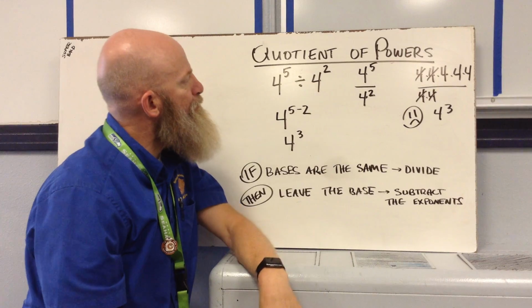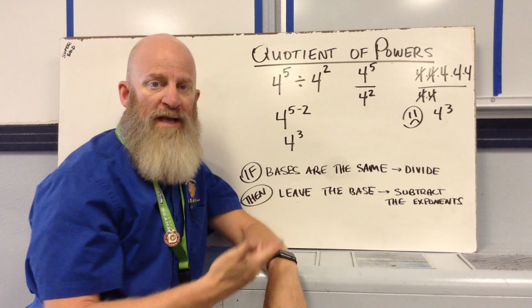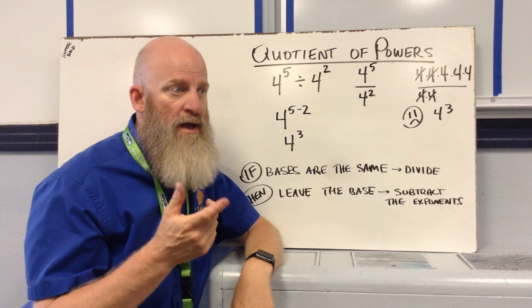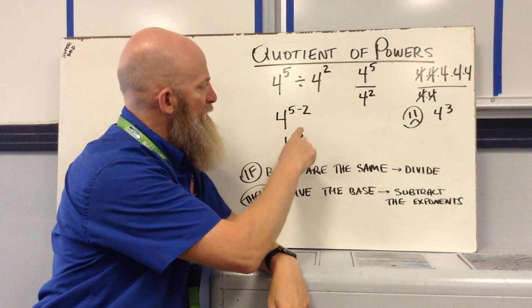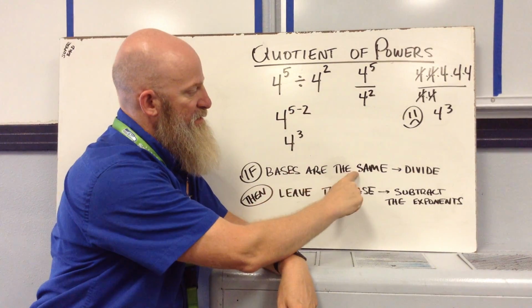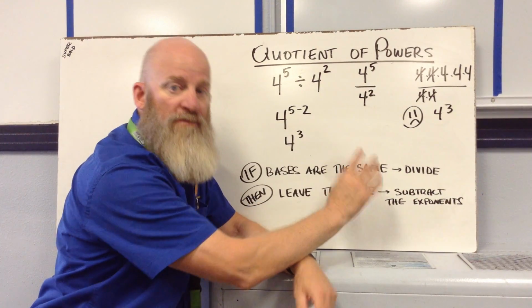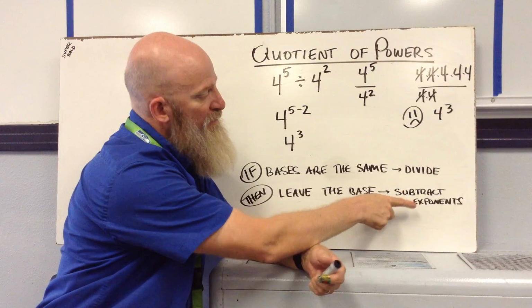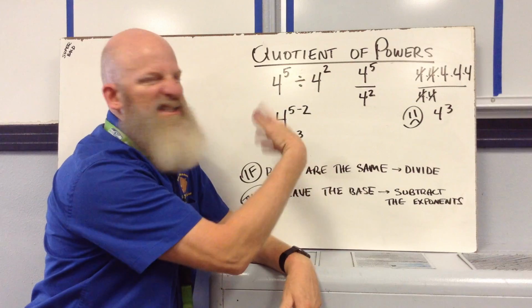Rule number 2. Quotient of powers. If when you're dealing with multiplication, you added the exponents, well, this would make sense then that if you're dividing and the bases are the same and you're dividing, you're going to leave the base the same, just like you did before, but you're going to subtract the exponents. So leave the base the same and subtract.